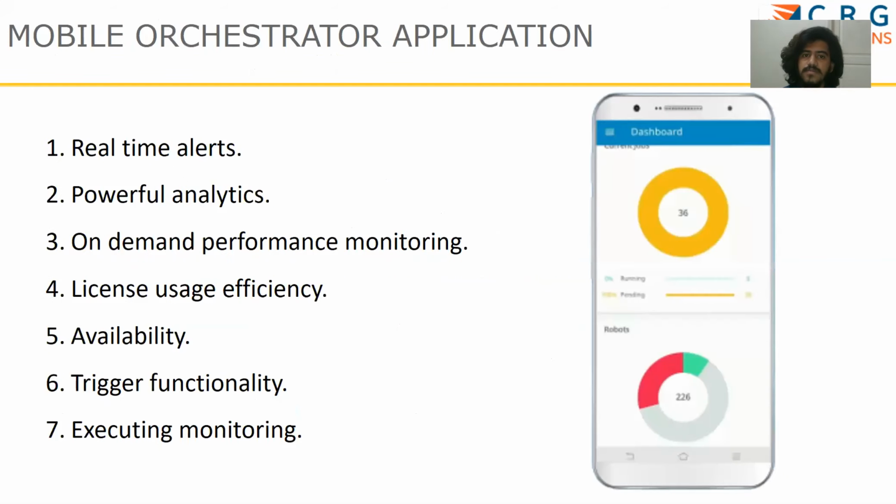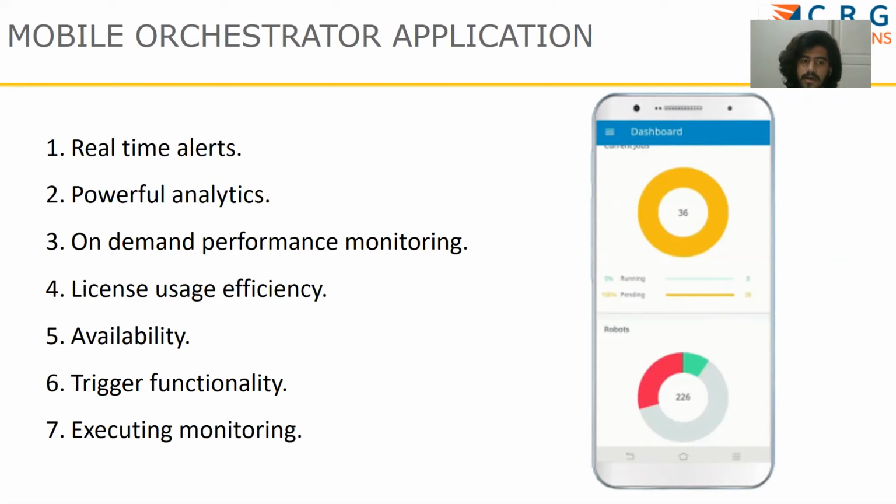We have also seen mobile orchestrator, which allows us to see all the real-time alerts, where you can turn on the alerts of the robot orchestrator and see all the alerts and exceptions which are getting thrown. You can see all the analytics in terms of a dashboard. You can see on-demand performance monitoring, where you can monitor the logs and watch exactly what is going on right now with the robot.